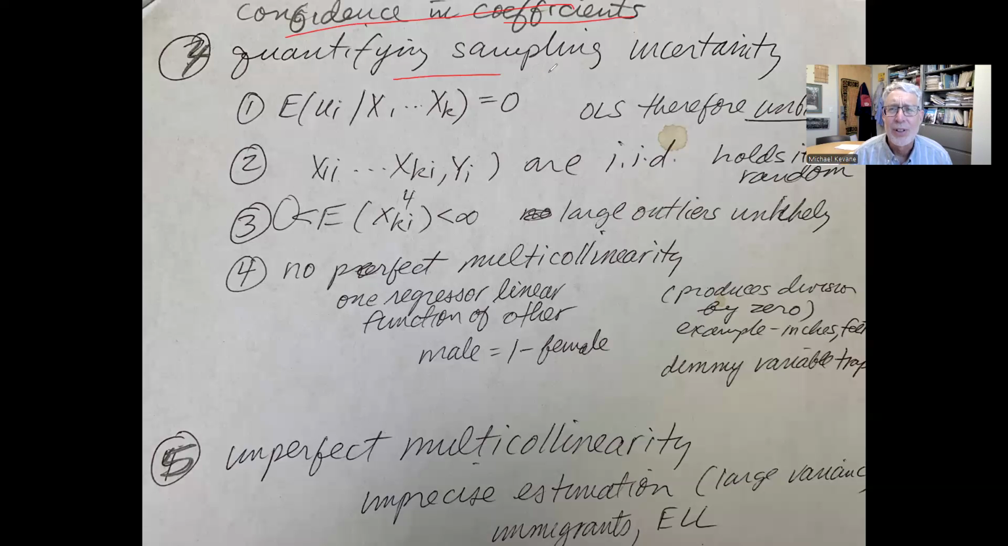Sorry, these are assumptions for the validity, not quantifying the sampling uncertainty. Wrong title here. Our assumptions for the validity are the same. The expected value of the error term, here I have mu, but epsilon would work just fine, subject now to all of the explanatory variables, is equal to 0. So that's our same assumption, now with k explanatory variables.